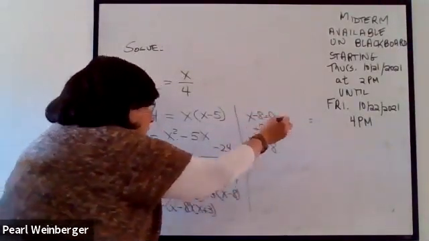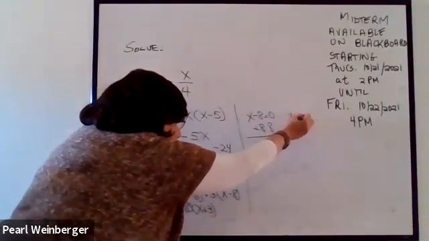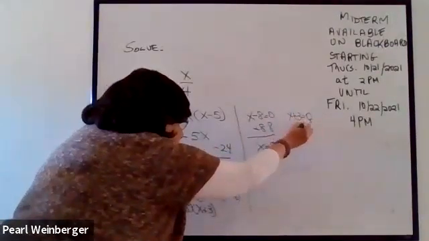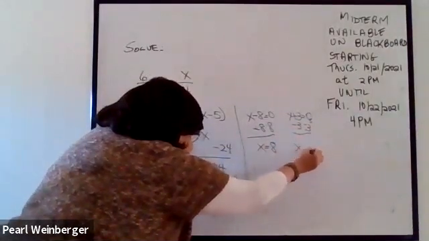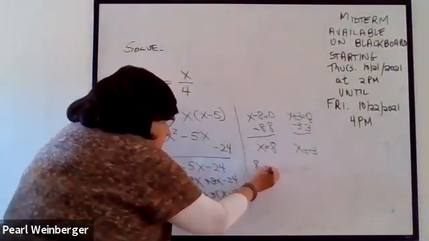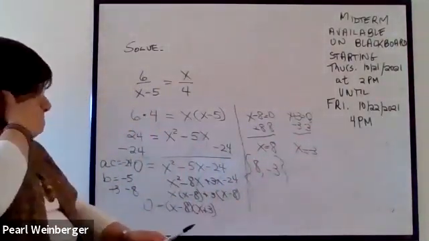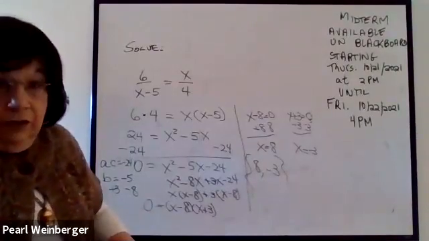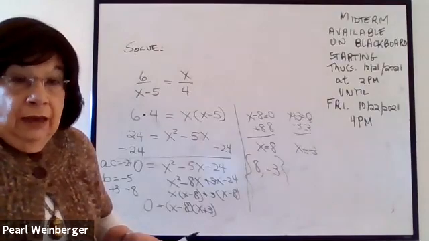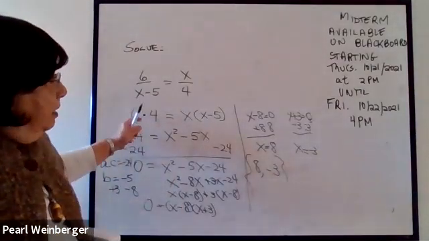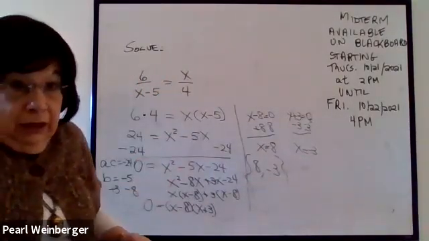And x plus 3 equal to 0, which if we bring the 3 to the other side, will give us x equal to -3. So our two answers are 8 and -3. The reason we got two answers for this one, as opposed to just one answer, was because we ended up with a quadratic equation, which we didn't know until we did that cross multiplication.